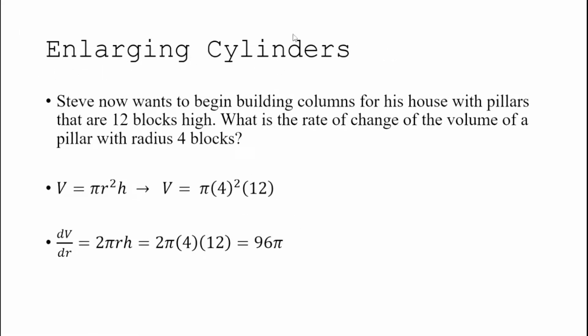Okay, we're going to deal with some 3D objects now, which is cylinders, yay. Steve, same guy, now wants to begin building columns for his house with pillars that are 12 blocks high. What is the rate of change of a volume of a pillar with radius of 4 blocks? So we're going to assume that this means that we're supposed to use cylinders, because that's the title of the slide. And so the volume of a cylinder is equal to pi r squared times the height.